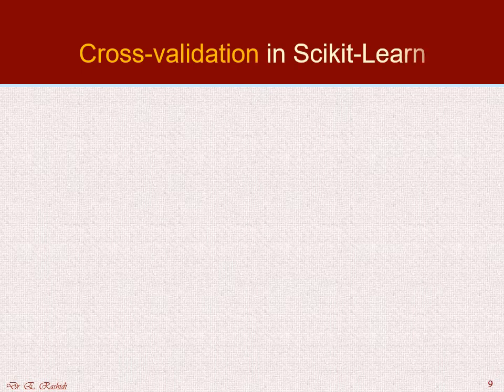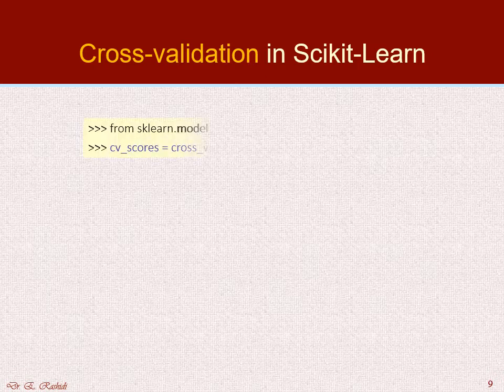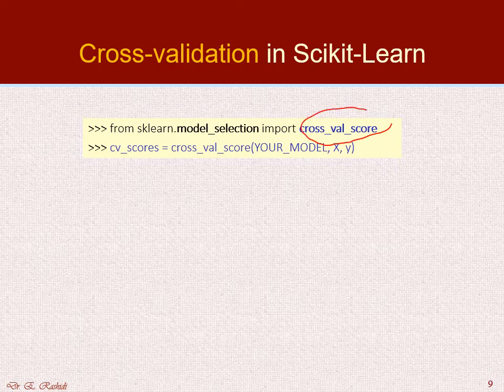Using cross-validation in Scikit-Learn. To use cross-validation in Scikit-Learn, you need to import it first. The function is called cross_val_score, and it's in the model_selection module in Scikit-Learn. Then you need to call the function and pass your model, then the feature variable and the target variable. This is going to generate different evaluation scores for your model.